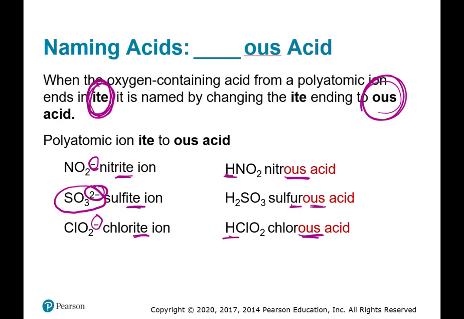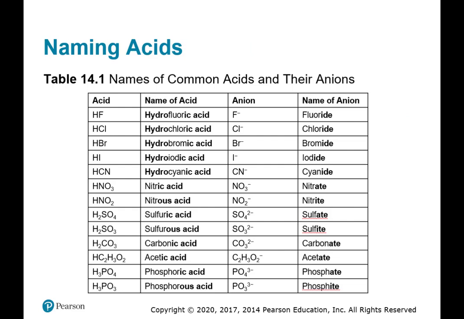But if it's a -2, there's going to be 2 hydrogens. Let's look at some other common acids. These are all binary, so we say hydrofluoric acid, hydrochloric acid, hydrobromic acid, hydroiodic acid. HCN is one of the exceptions because there's not oxygen in it, so we say hydrocyanic acid.